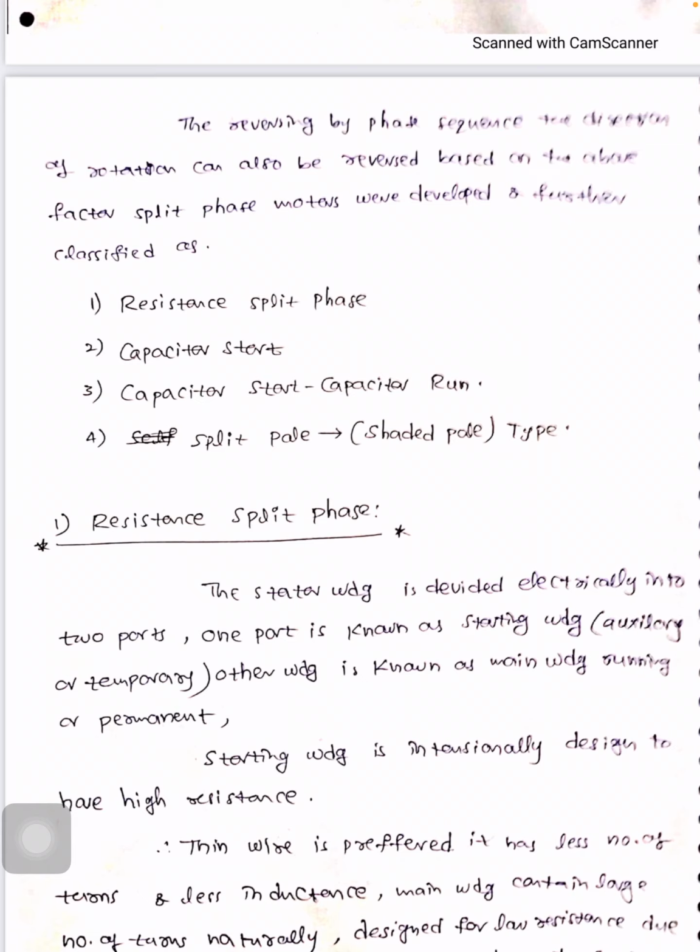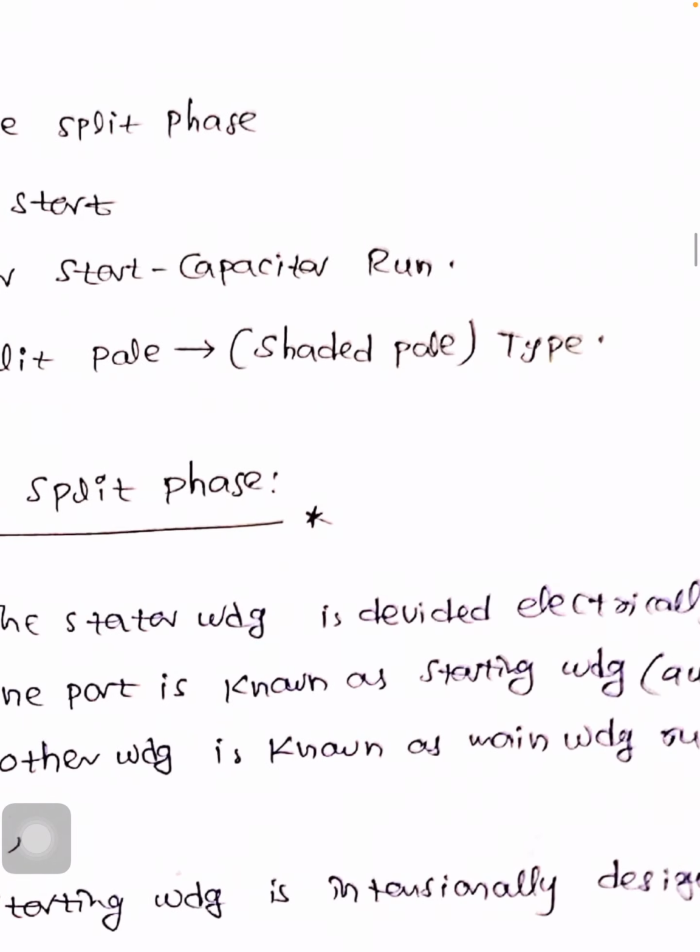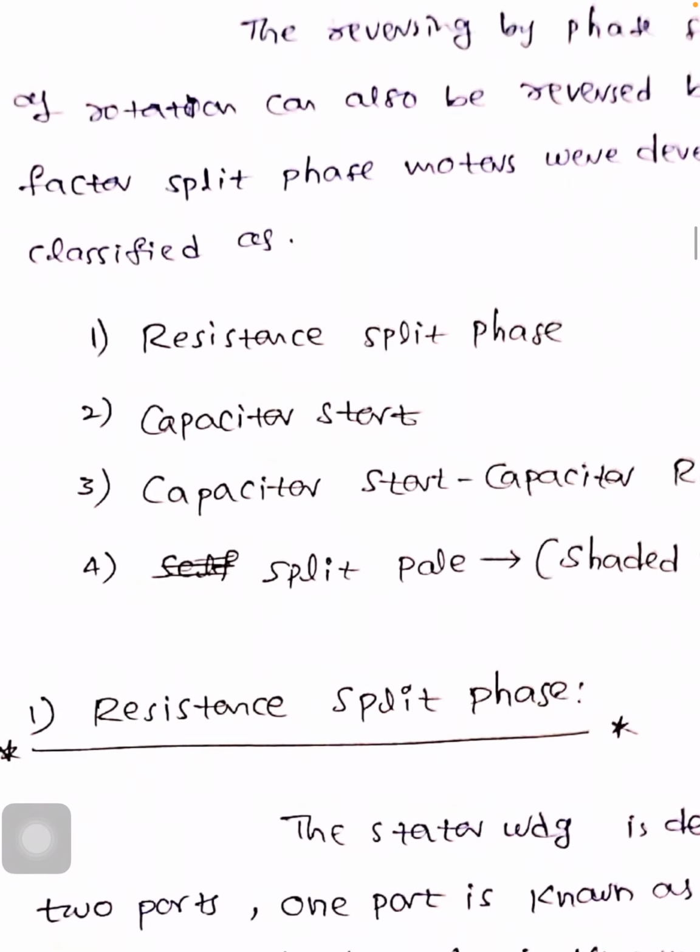The basic construction difference is always in the stator part only, but the rotor part is always very similar in any case of single phase induction motor. If you take any case of single phase induction motor, the rotor construction is always similar, right? That is called the squirrel cage type. But coming to the stator part, it is always different. So due to the stator construction, the single phase induction motor is classified into 4.